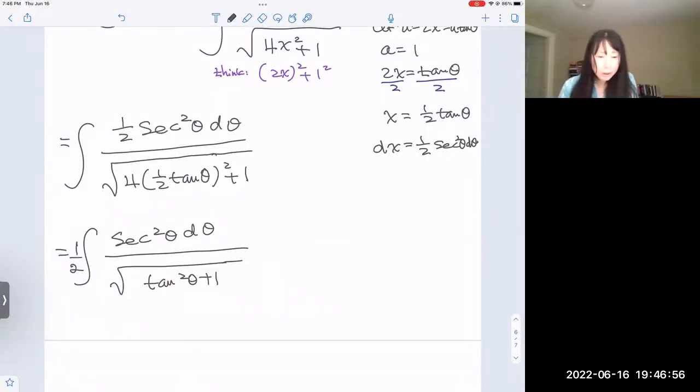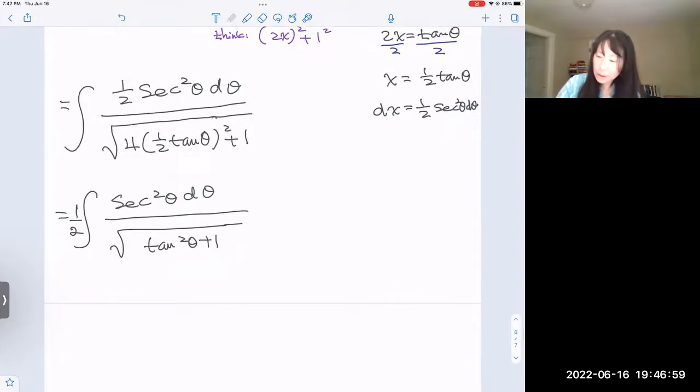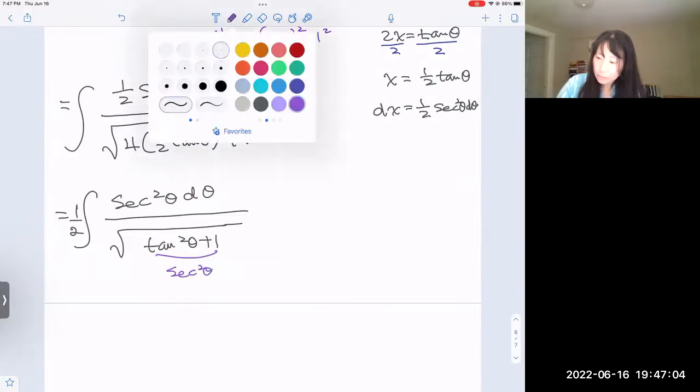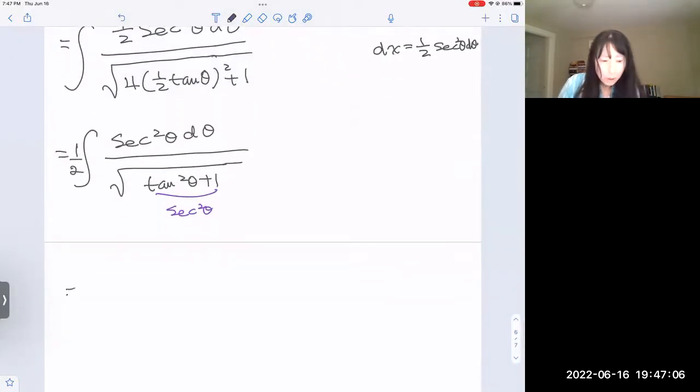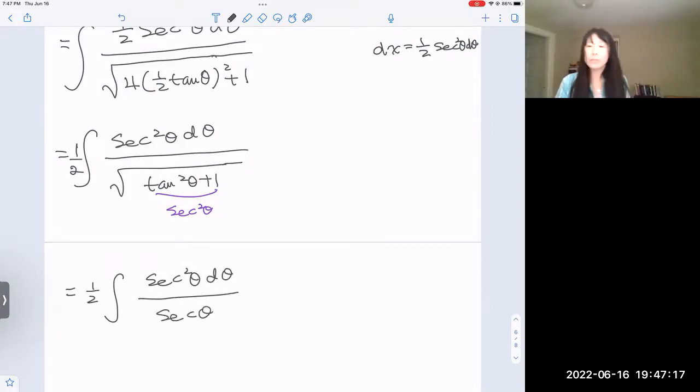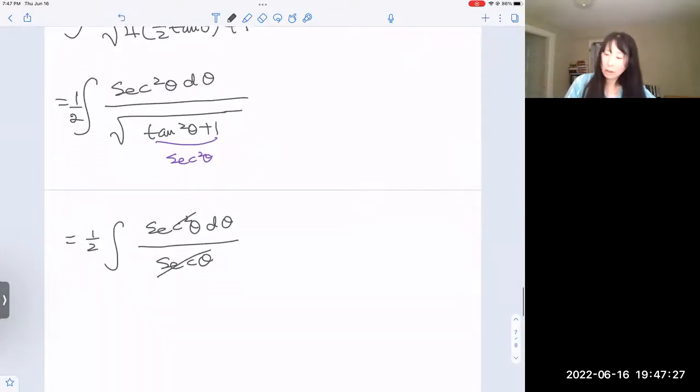All right, then look, we know this is secant squared theta. So 1/2 secant squared theta d theta over secant theta, we will have secant theta. Okay, now we simplify 2 with 1. Now we have 1/2 secant theta d theta.